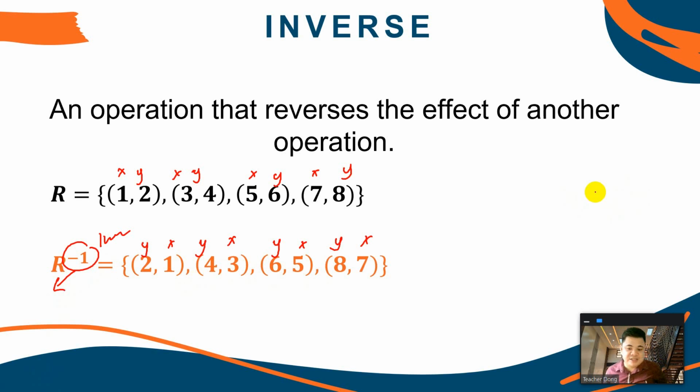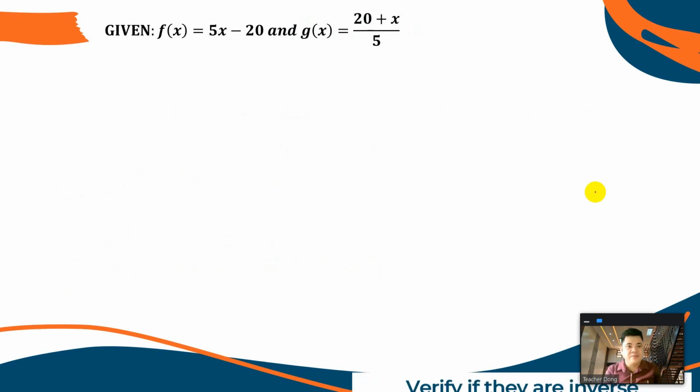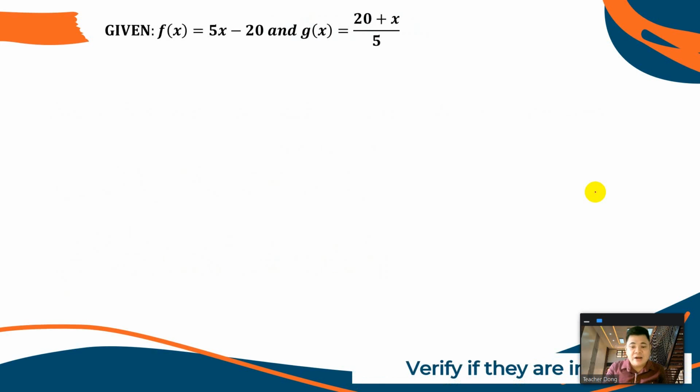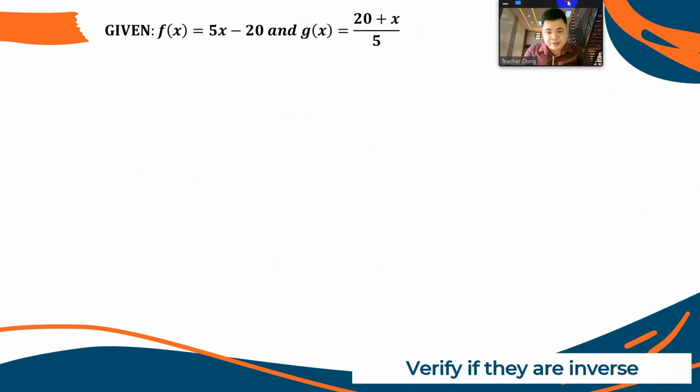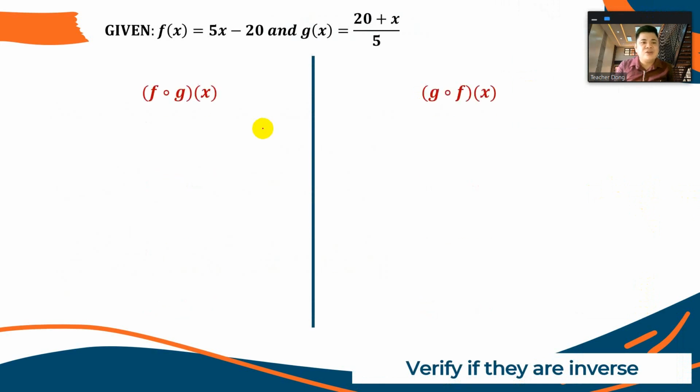Alright, so next. Given f of x equals 5x minus 20 and g of x equals 20 plus x over 5, verify if they are inverse of one another. Again, you have to verify if they are inverse of one another. To verify this, let's go back to the operations on functions, specifically the composition of functions. When we say composition of functions, we are substituting the whole function into the other function.